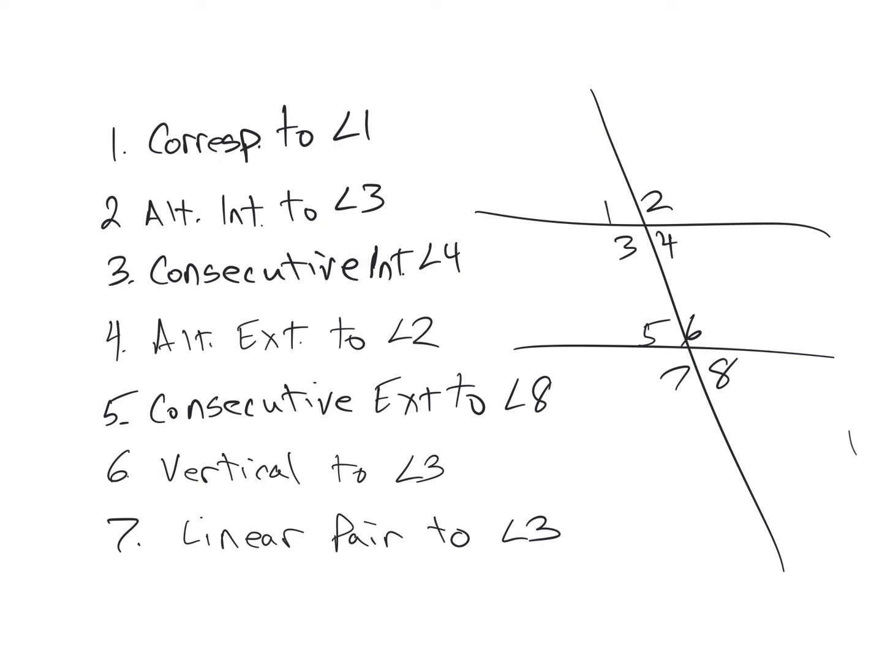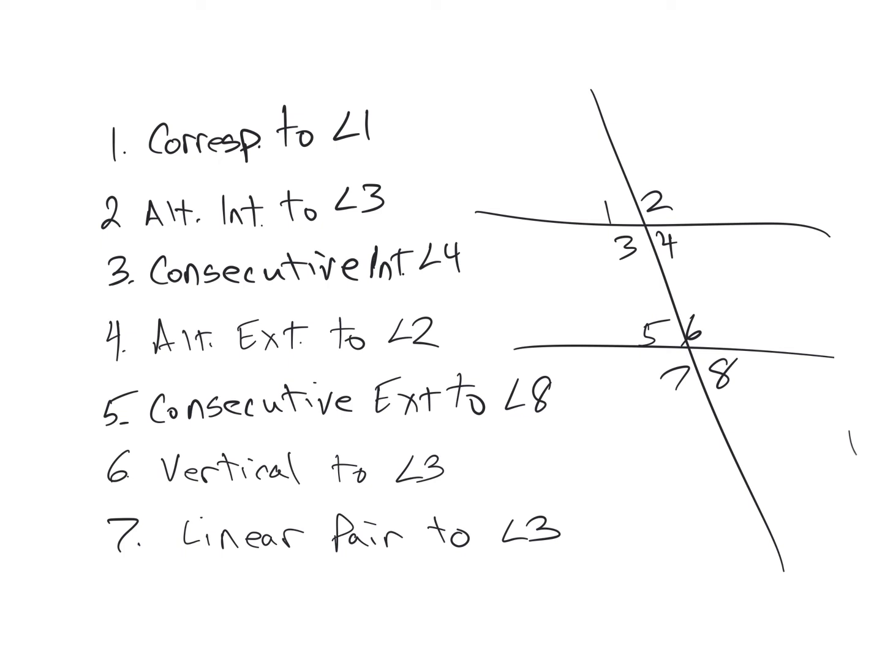So corresponding means same side of the transversal. So angle 1 is corresponding with 5 and, on the same side of the transversal, is 5 and 7. Notice I didn't include 3 because 3 is at the same intersection. So to use these four words, you have to go from one intersection to the other intersection. So corresponding means same position.